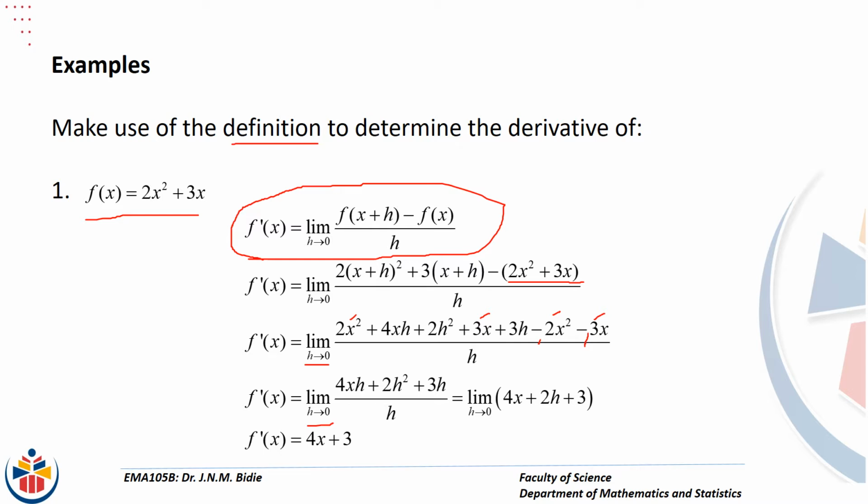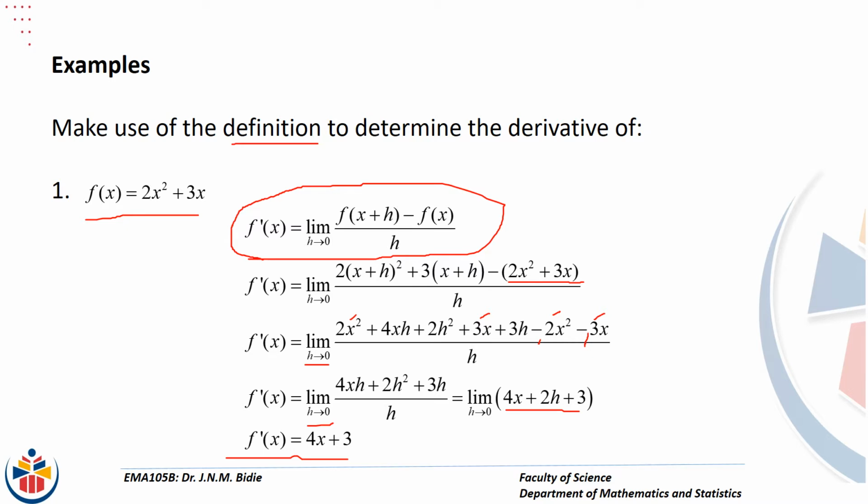And then take out h from the numerator and then we are left with 4x plus 2h plus 3. And then you will be able to substitute h equal to 0. And then our final answer is 4x plus 3 for f prime of x. Note the final answer after you've substituted the value for h will not have lim. Please take care of that.